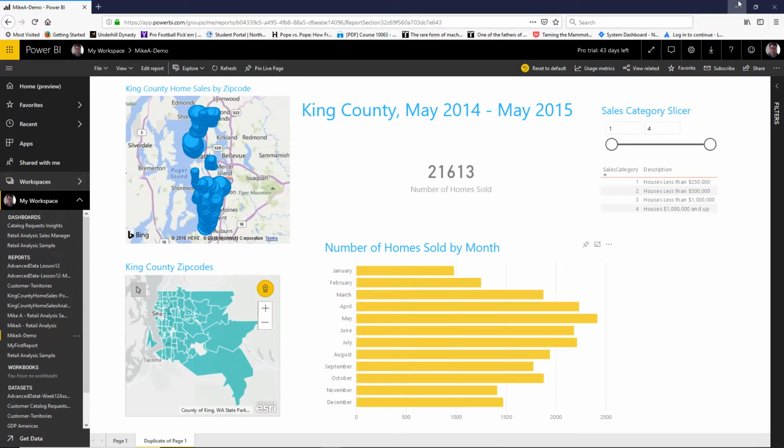Here's an example of a dashboard I created to tell the story of the data of home sales in King County, Washington, during the time frame from May 2014 through May 31st of 2015. Here you can see roughly the monthly breakdown of when the houses were sold, the area where the houses were sold, and the general zip codes of the area that we're speaking about.